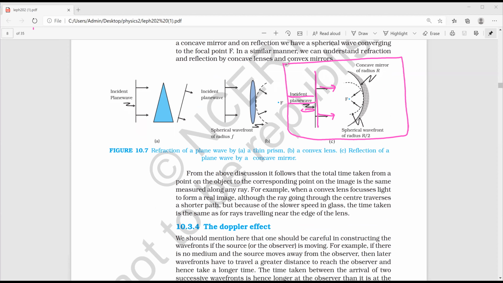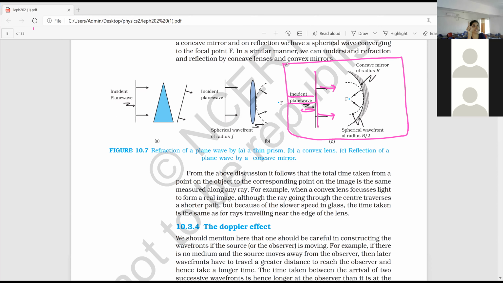In the case of a concave mirror, the incident plane wave passes through the concave mirror. The concave mirror has radius r, as shown in the figure, and all the reflected wavefronts are going to converge to a point, or meet at a point, that is denoted by F. F is nothing but the focus point. So the reflected rays are going to converge to a point denoted by the letter F, that is already shown in the diagram.